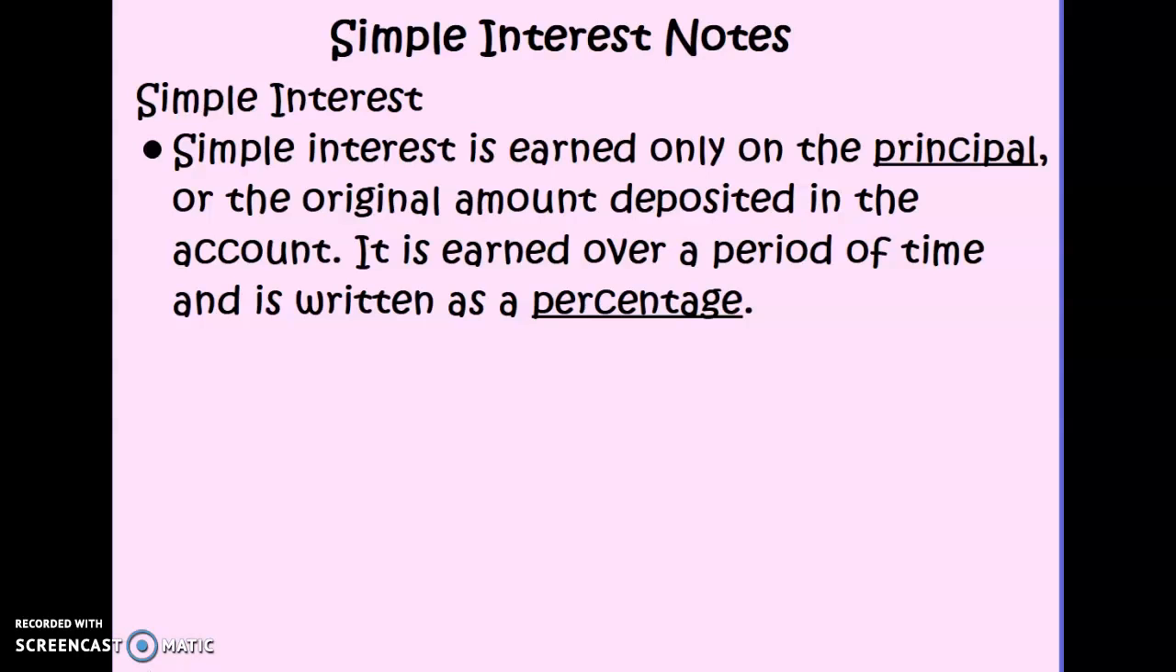So when you have a loan, if you get it for half of a year, then you would use the decimal form of that, which would be 0.5. Okay, and the rate is always written as a percentage.